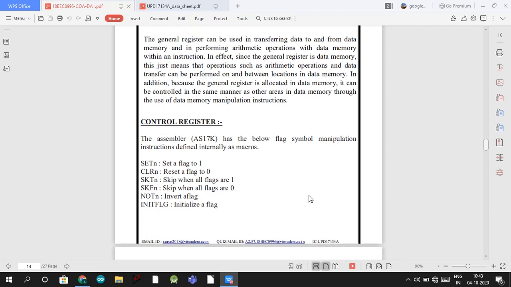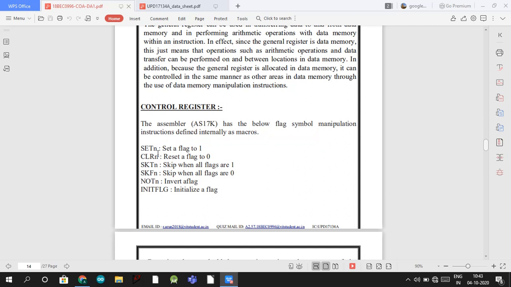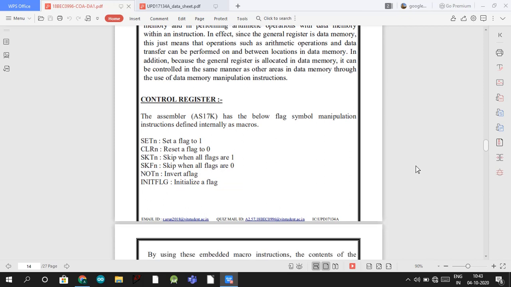What are the control registers in UPD17134A? Six to seven registers are used as control registers in the UPD17134A. SETn is used to set a flag to 1. CLRn is used to reset a flag to 0. SKTn skips when all flags are 1. SKFn is used to skip when all flags are 0. NOTn is used to invert the flag. And also INITFLG is used to initialize a flag.